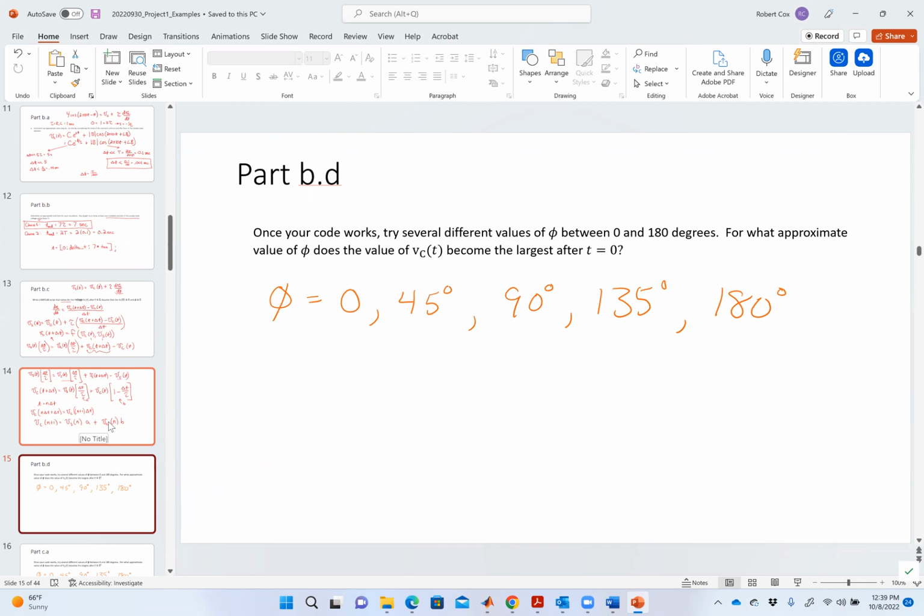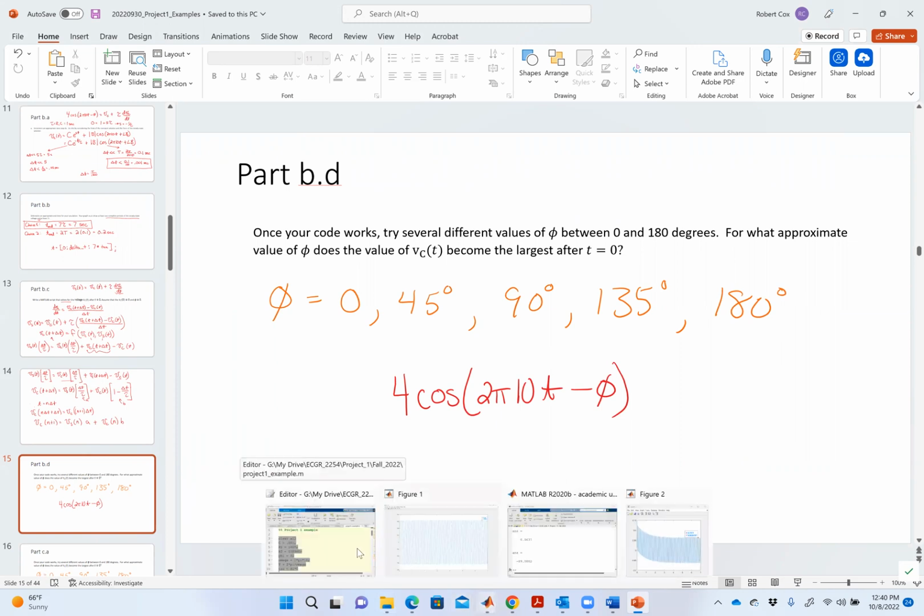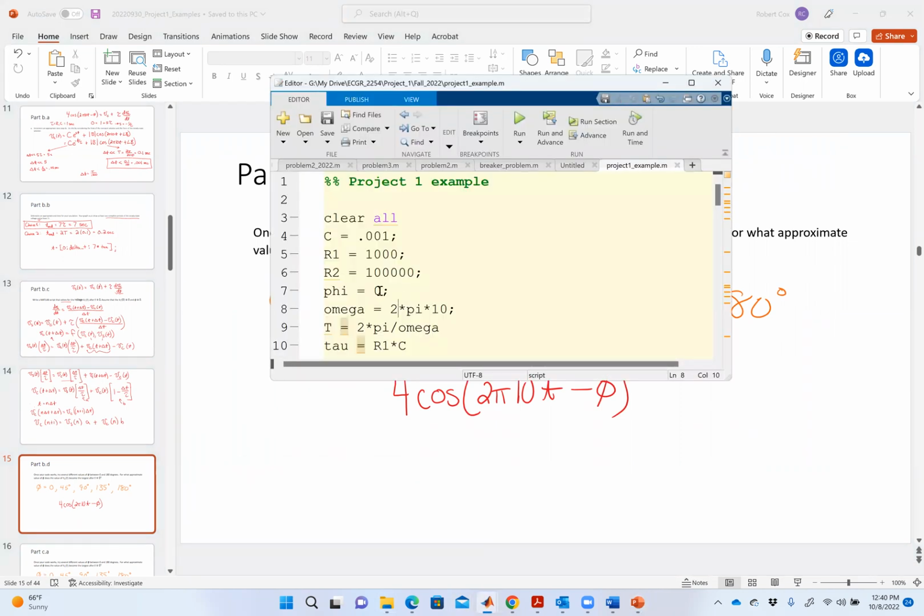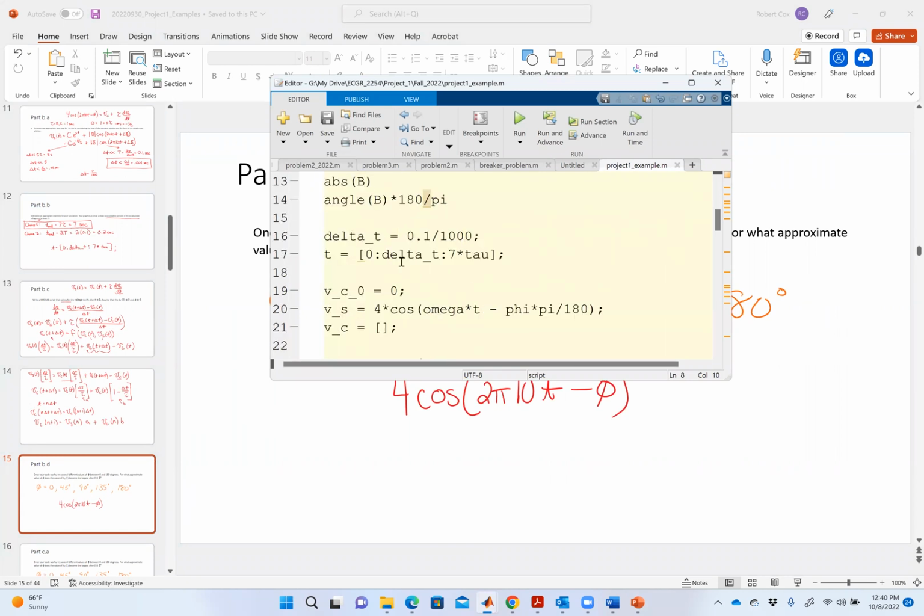Now, part B.D says, once my code works, try several different values of phi between 0 and 180 degrees. For what approximate value of phi does the value of v sub c become the largest after t equal to 0? All right, so I'm going to try these different values. I remember the source is 4 cosine(2 pi 10 t minus phi). So what I did in my script is I defined phi to be 0, and then I plugged it into my v sub s like this.